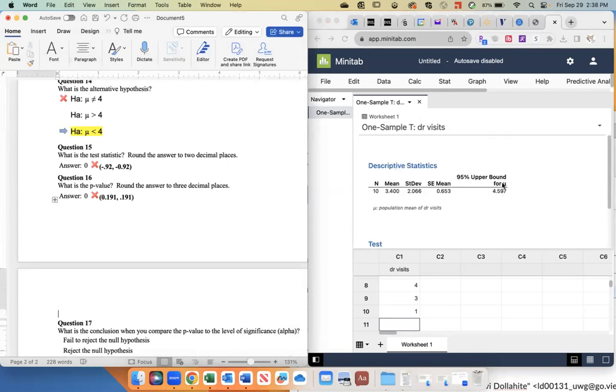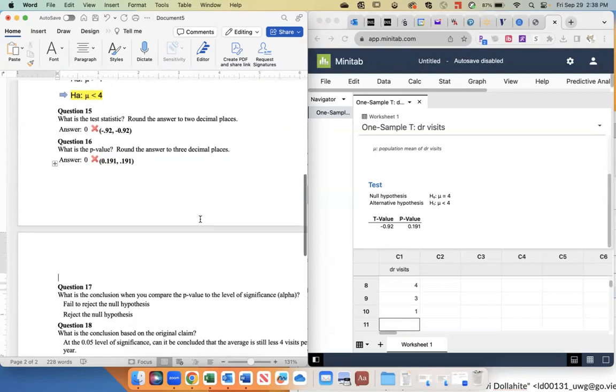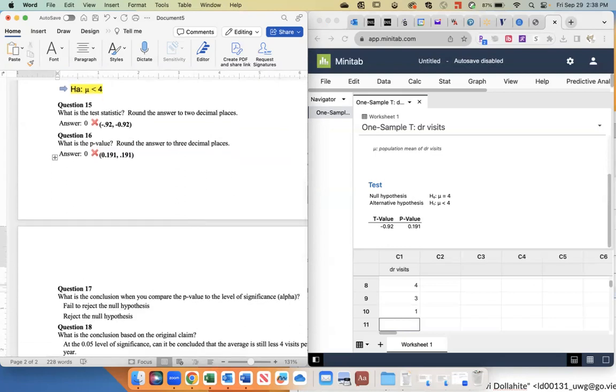So that's how to use Minitab. So that's pretty much finished. This is the sample information. There were 10 in our sample, the mean of the sample, the standard deviation. But this is pretty much what we needed to run our t-test. So the conclusion when comparing p.